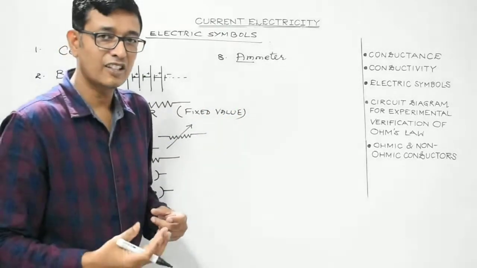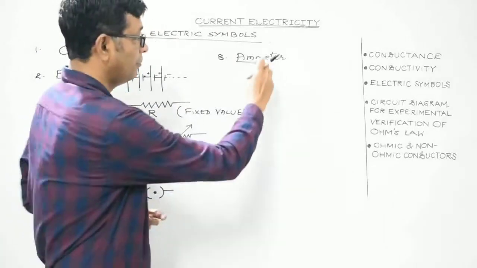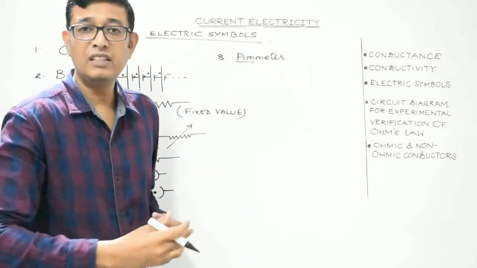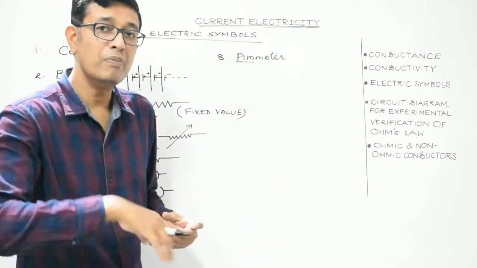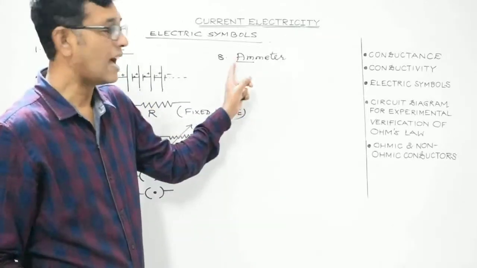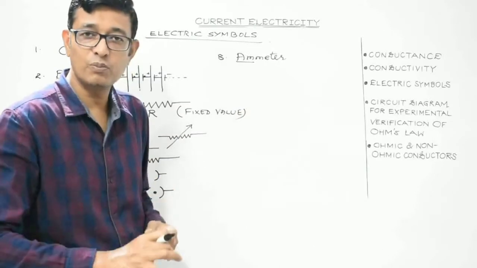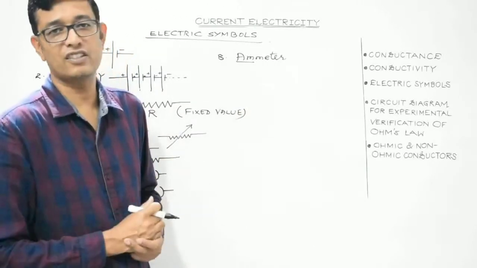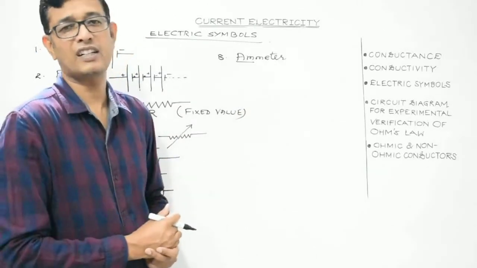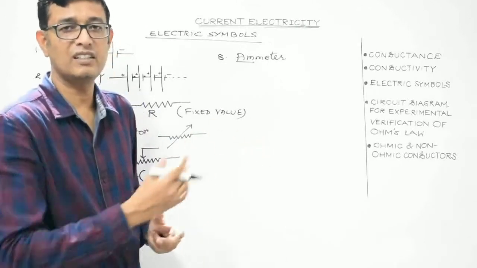Ampere is the SI unit of current. Meter means a device which measures something. So an ammeter is an electric device which is used to measure current flowing through an electric circuit, and it is always connected in series. We will discuss that in a later section.